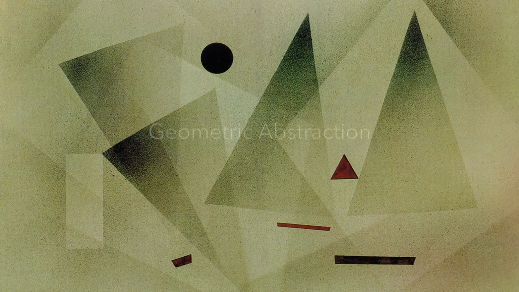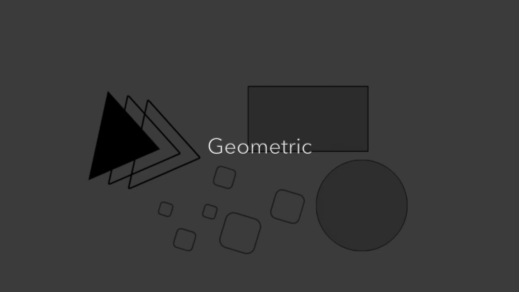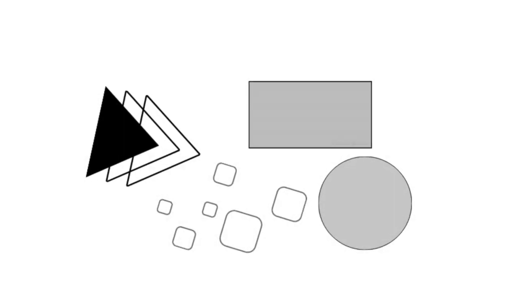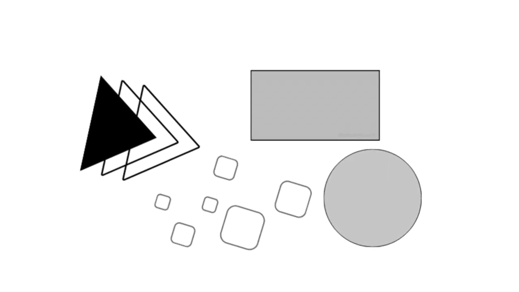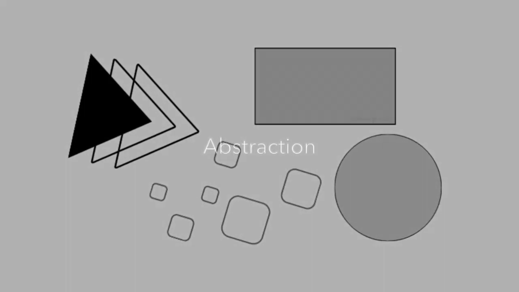As we look at geometric abstraction, it's important to understand what geometric and abstraction mean. Naturally, geometric is easy to understand. It's simply the use of geometric forms, like circles, squares, and triangles, in painting. Abstraction requires a bit more explanation.